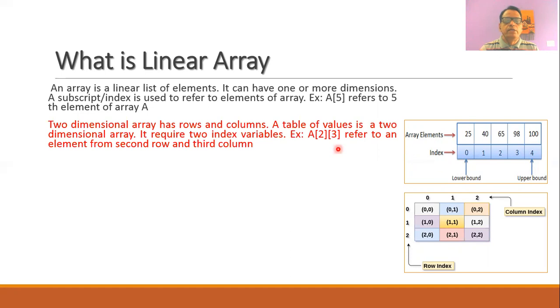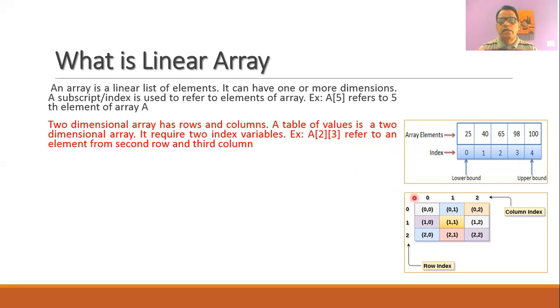Now, whenever we consider an array of two dimensions, it means that it has rows and columns. So whenever you have been provided with a table of values, such a table can be stored in computer memory by using a two-dimensional array. In a two-dimensional array, there are two indices. For example, if you write some element as A23, it means that you are referring to the element from the second row and the third column.